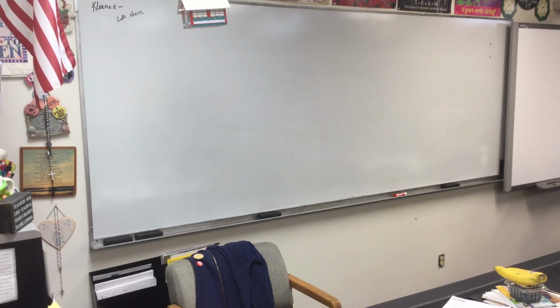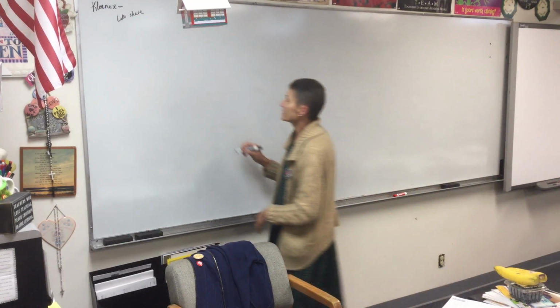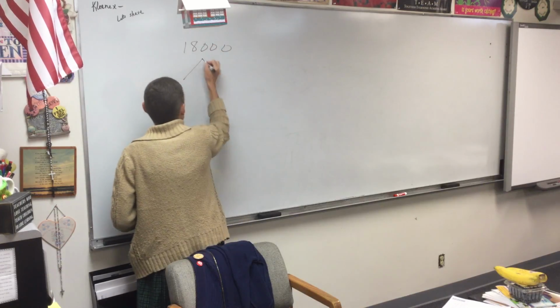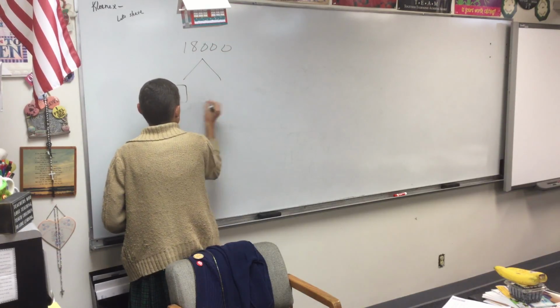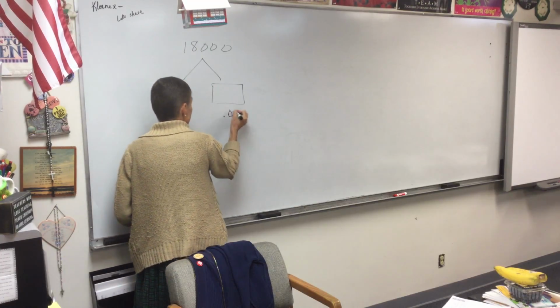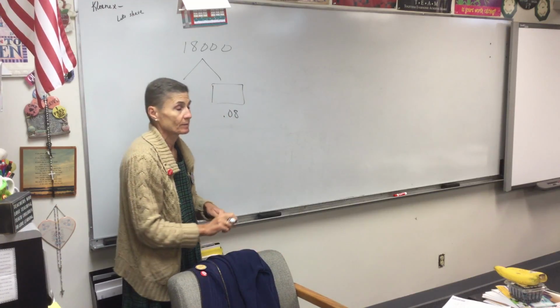Yeah, the quiz. All right, number 46. Okay, so she has $18,000 and she's going to break it up into two pieces. Part of it is going to be in the bank at 5% interest and part of it is going to be in the bank at 8% interest. Would you agree with that?